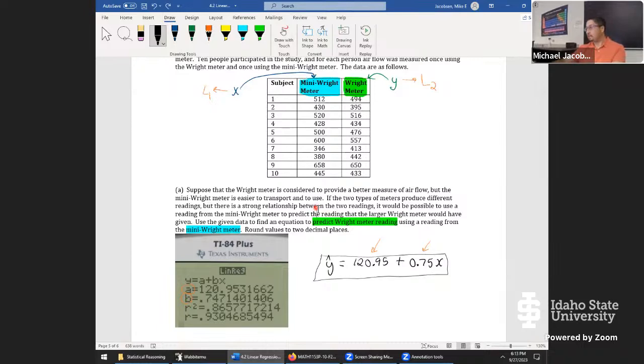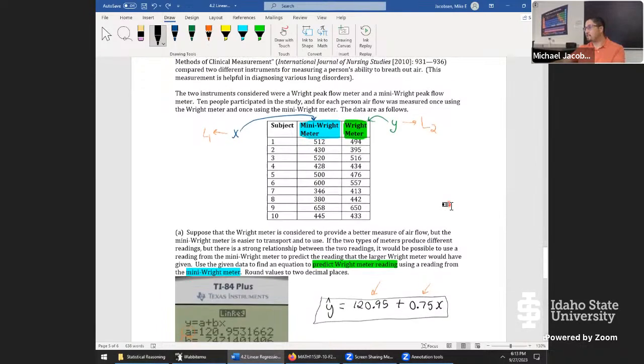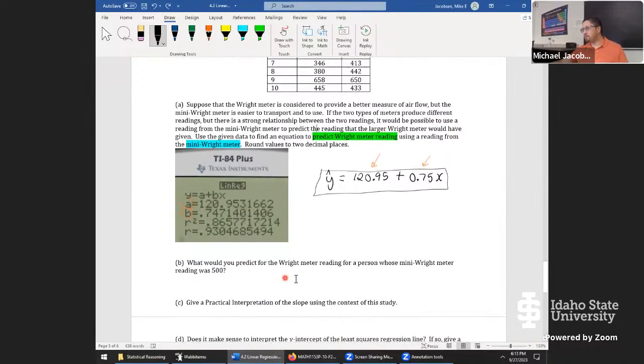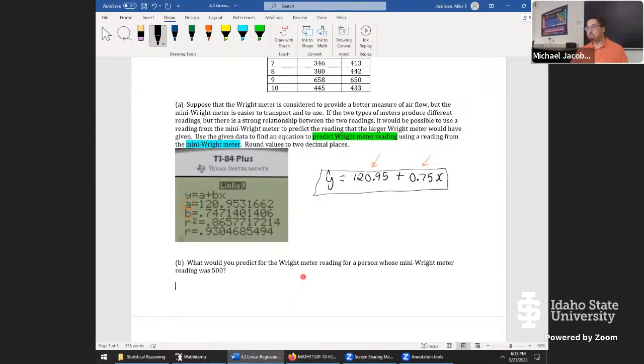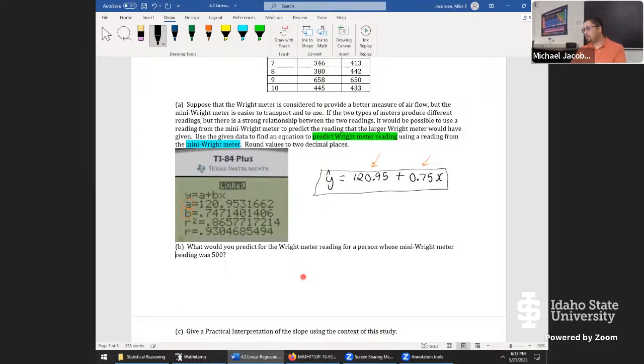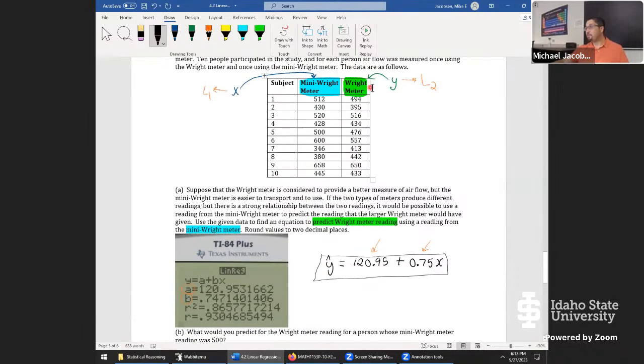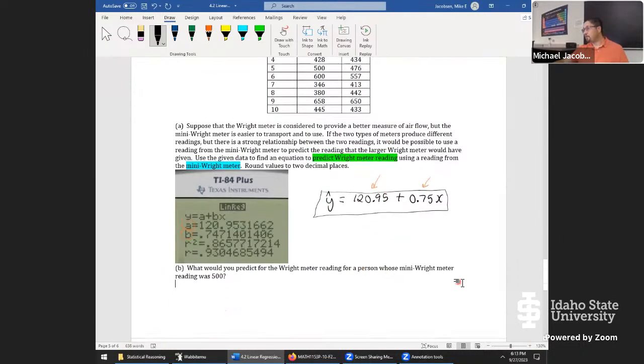Okay, now that we have that line, we expect a few follow-up questions to go along with this. Let's go down and see what's coming up next. Right away, now that we have a regression line, they want us to find what would you predict for the right meter reading. That's going to be the value here on the far right. For a person whose mini right meter reading is 500. So let's take a look. They gave us a mini right meter reading of 500. 500 would go right there for the explanatory variable. And what we want is the response predicted given that value.